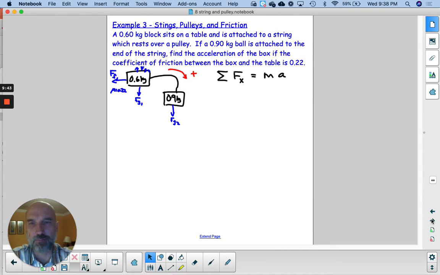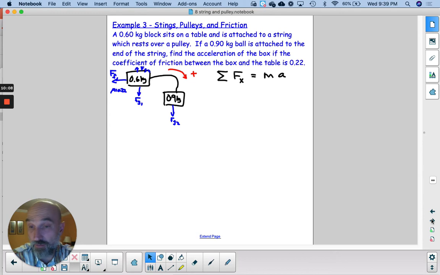Example 3. So we've got our same situation, the block on the table with the mass hanging off of it, and now we have friction on this one. Similar to the last example, except here we know the masses and we're finding the acceleration.